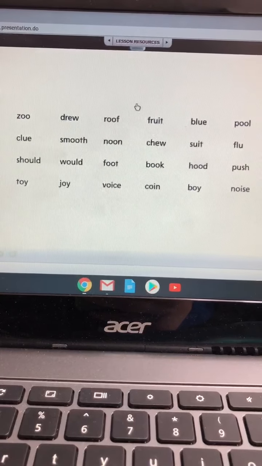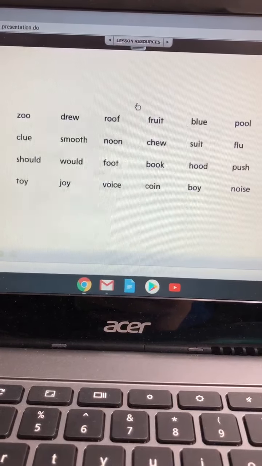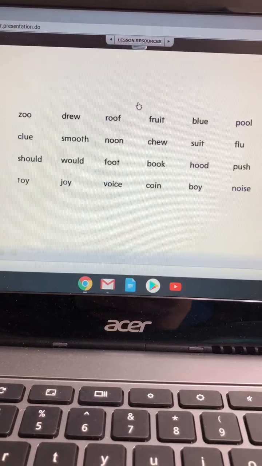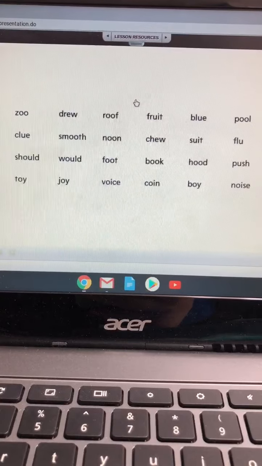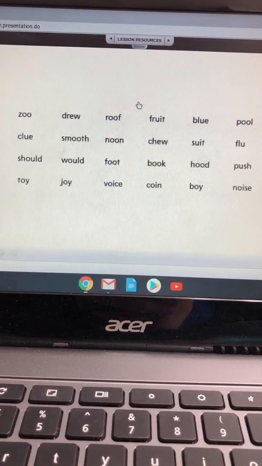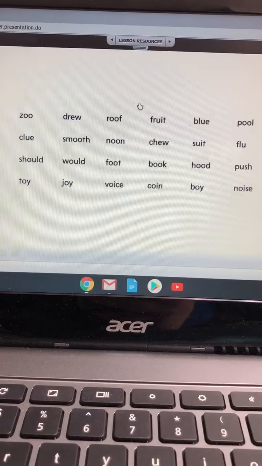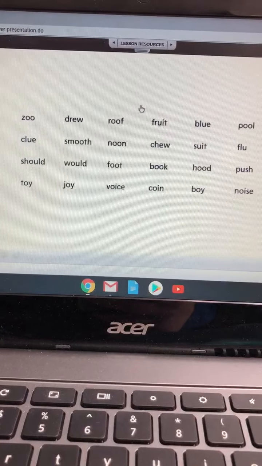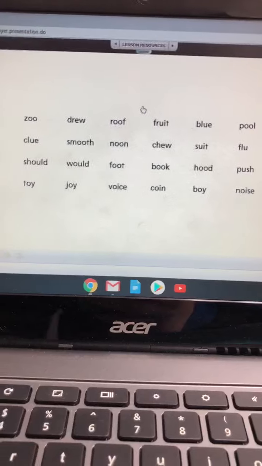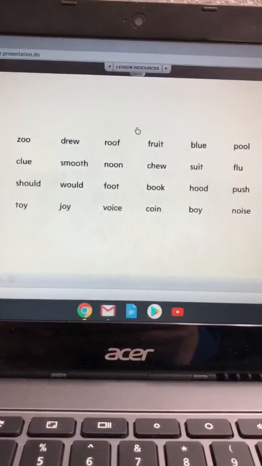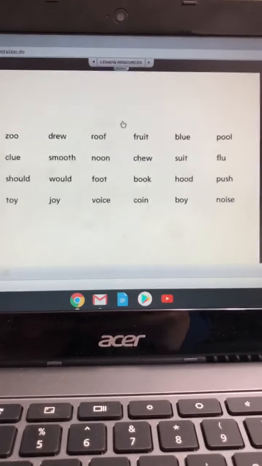The next sound that we're going to talk about is the sound. So repeat after me. Okay. What are some words that you think of when you hear the sound? I think of the word could, book, push. Yeah, so those are the two sounds we're going to look into today, the oo and the other sound.